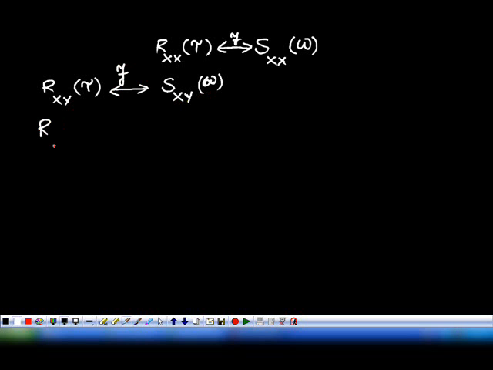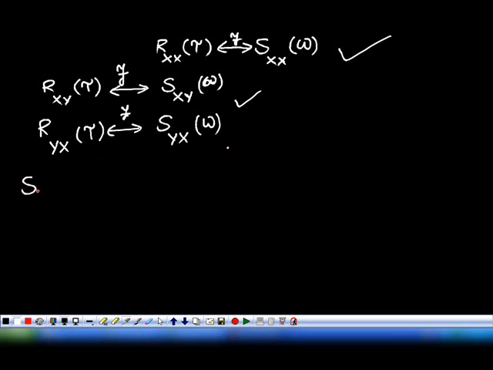Similarly, Ryx of tau, the Fourier transform of this is Syx of omega. Follow this? So this we already proved. In the same manner, we can write the Fourier transform of Rxy of tau is equivalent to this much. The Fourier transform of Ryx of tau is this.